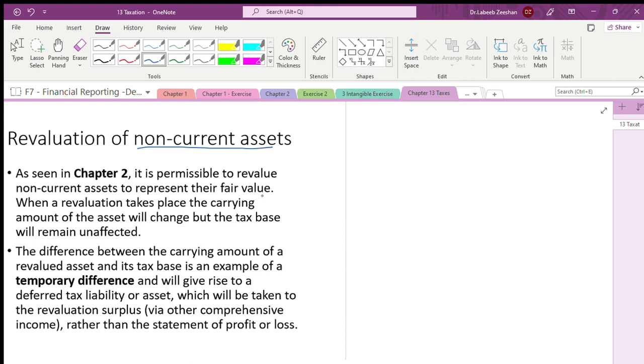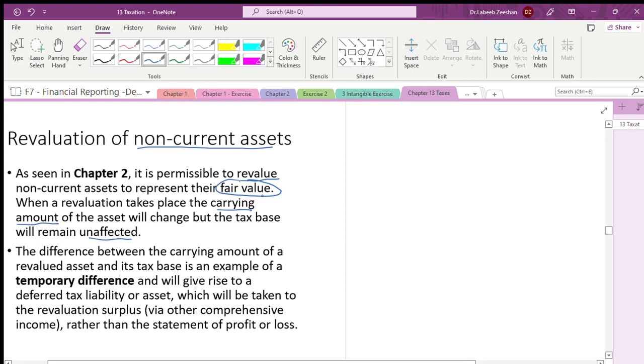As seen in chapter 2, it is permissible to revalue. We will revalue the non-current asset based on the fair value. Whenever a revaluation takes place, the carrying amount of the asset will change. Carrying amount is the value of the asset minus the depreciation. But the tax base will remain unaffected.